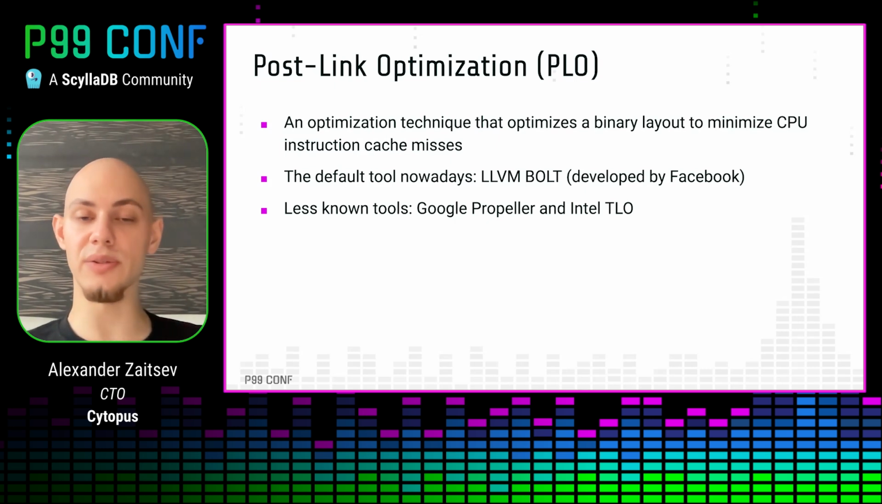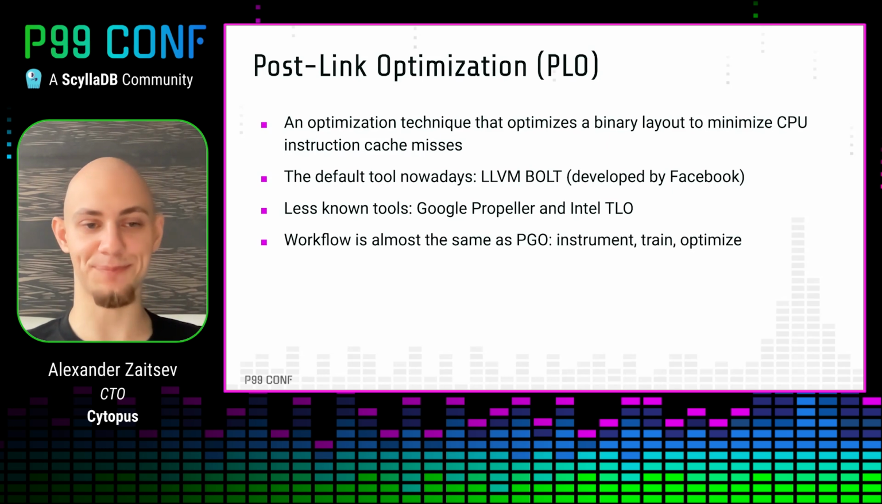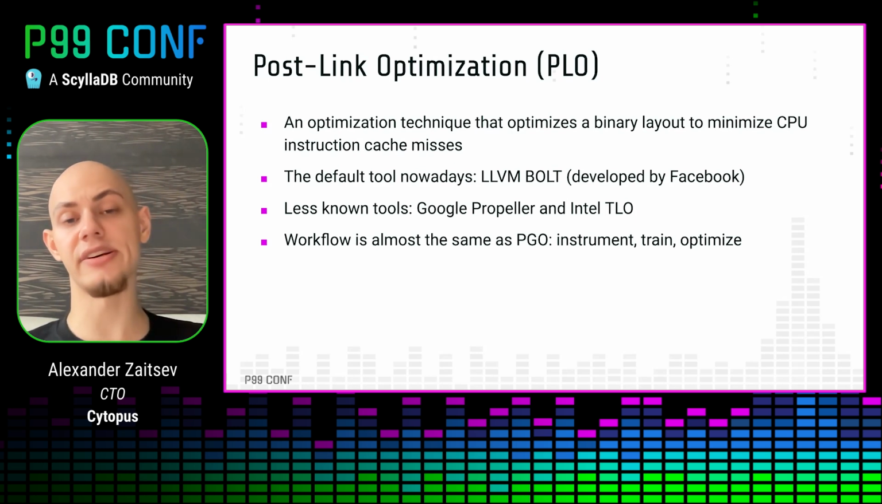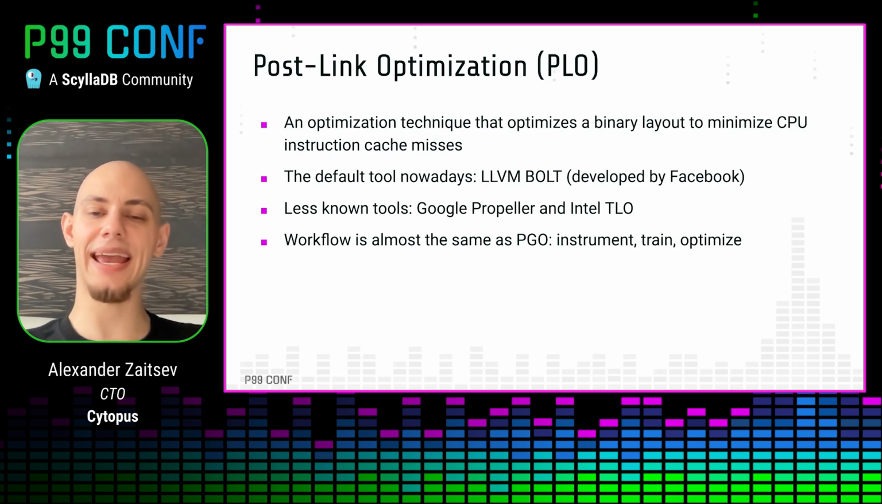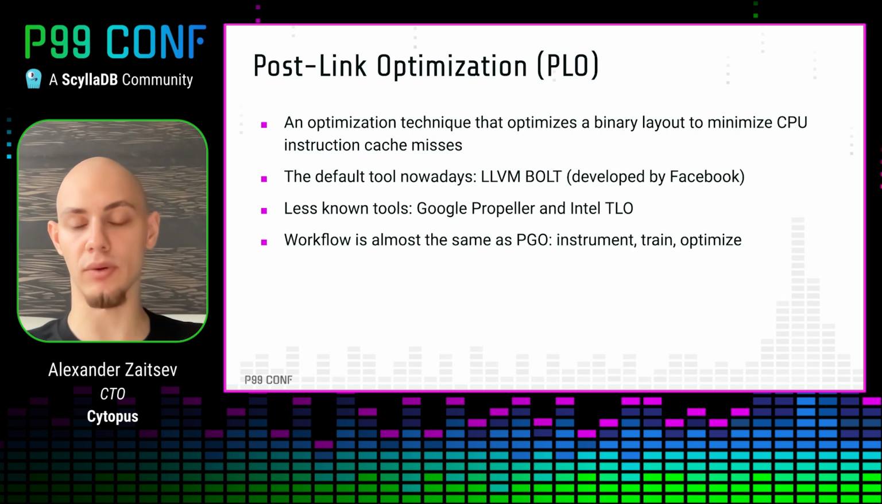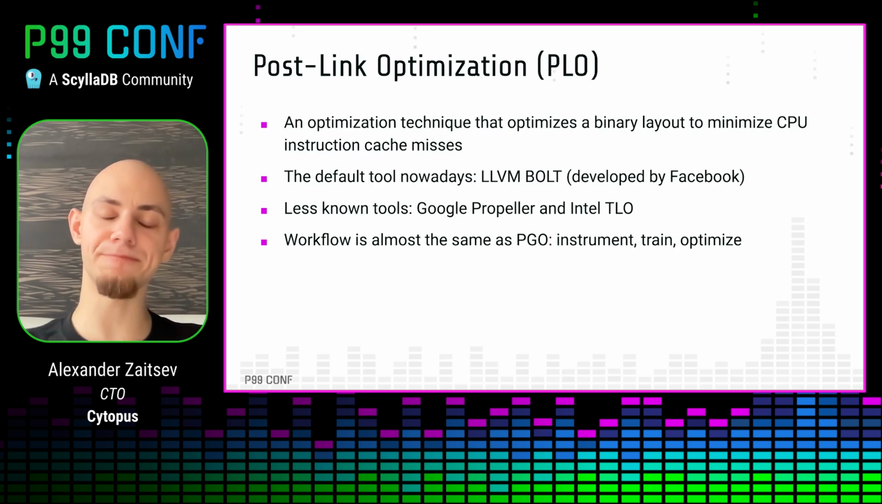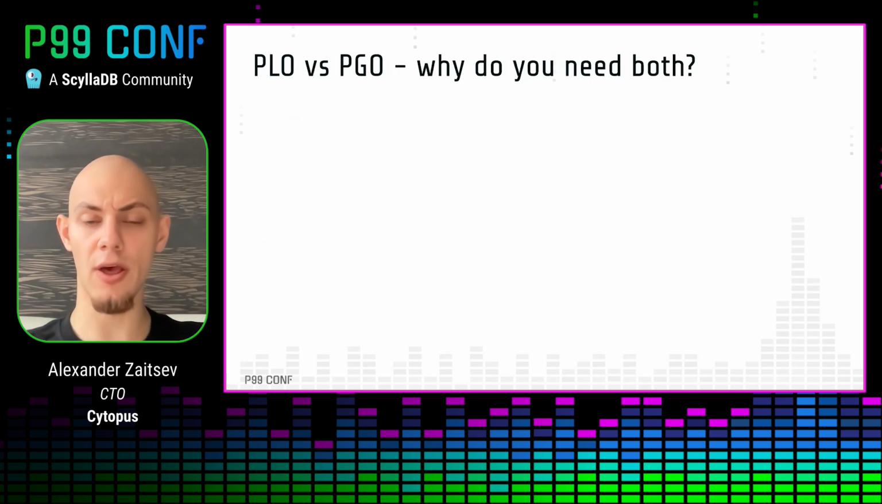CachyOS also uses LLVM Bolt for some packages. And this tool's workflow is almost the same as PGO: instrumentation phase, training, and optimization phase. And similarly to PGO, at least LLVM Bolt can also work in the sampling mode, so you can avoid the instrumentation phase. For additional details, please refer to the official documentation of these tools.